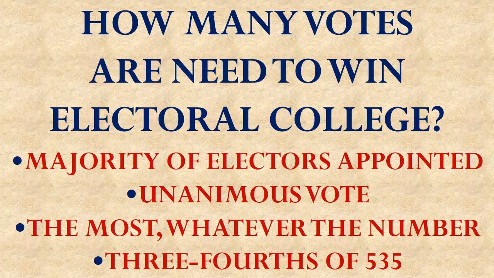How many votes are needed to win the Electoral College? Is it a majority of the electors appointed? Or must it be a unanimous vote of the electors? Is it the most electoral votes, whatever the number may be, or is it 3/4 of the 535? The Constitution says that to win the Electoral College, the candidate needs a majority of the electors appointed.